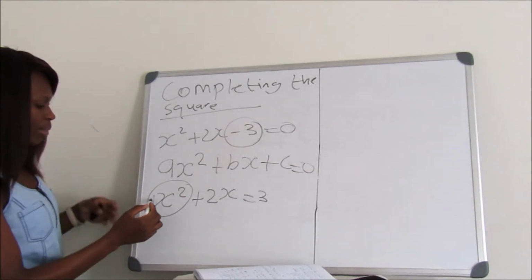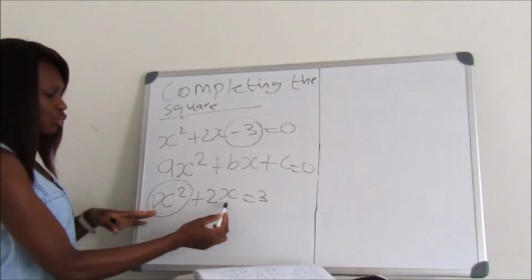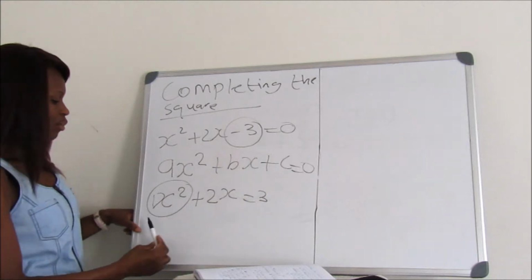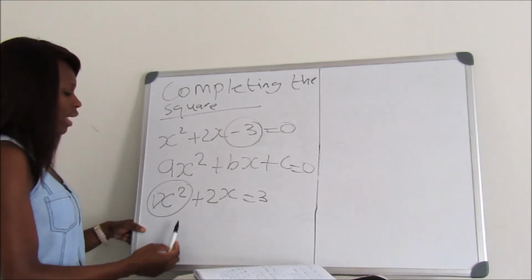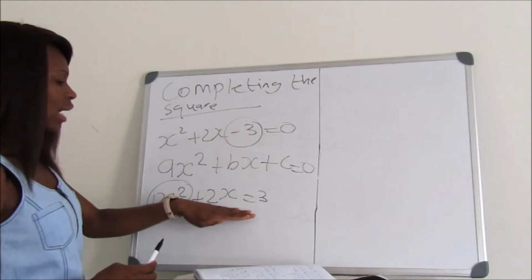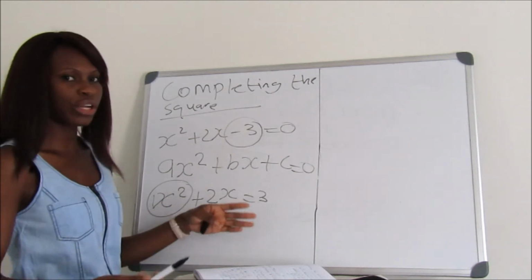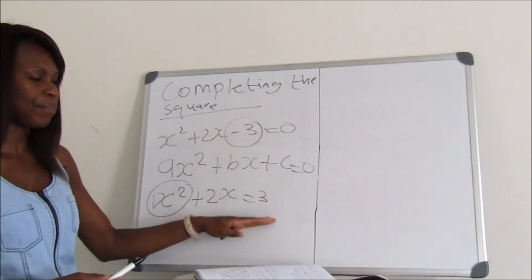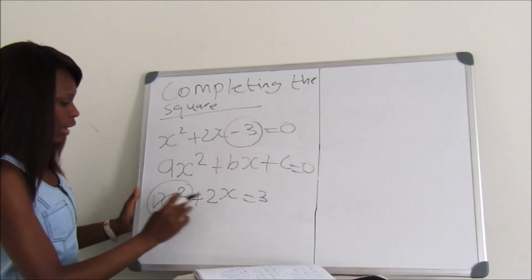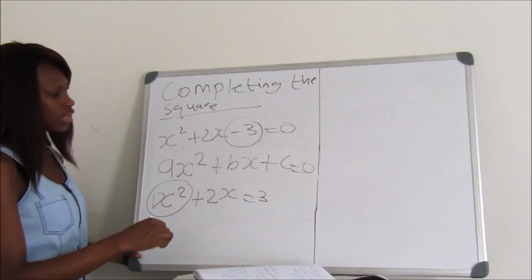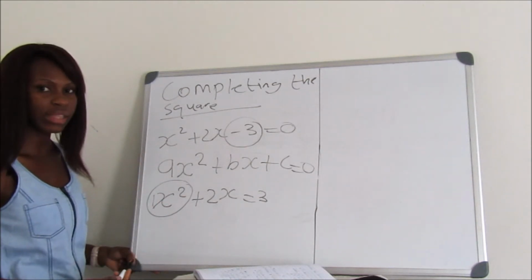However, if it was maybe negative x squared plus 2x equals 3, then we would have to divide the entire equation by negative 1. If it's 1, we don't divide, but if it's negative 1 or 2 or any other number, you have to divide the entire equation by that number. Now that the coefficient of x squared is 1, we skip that step.